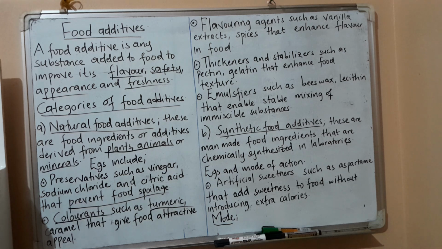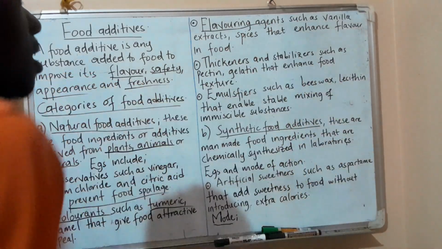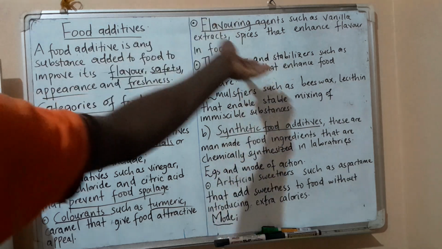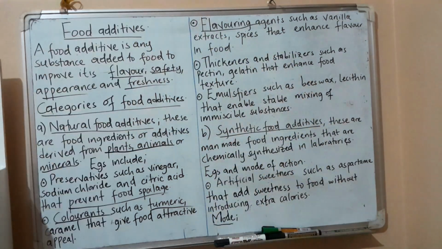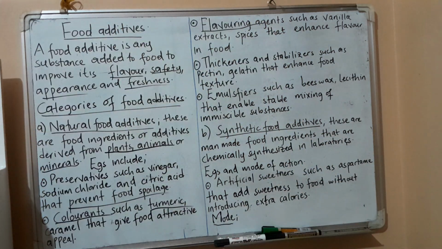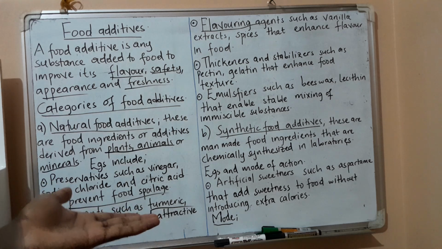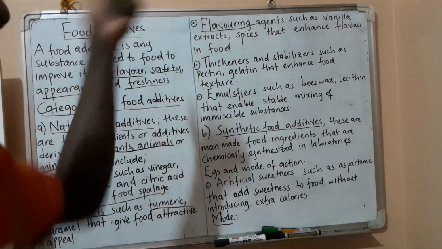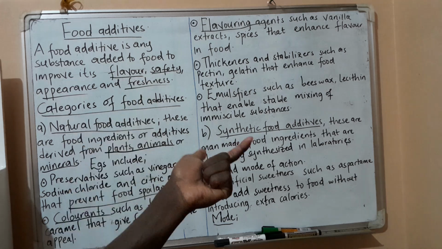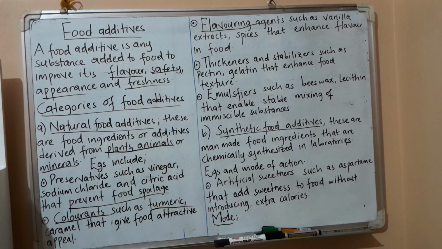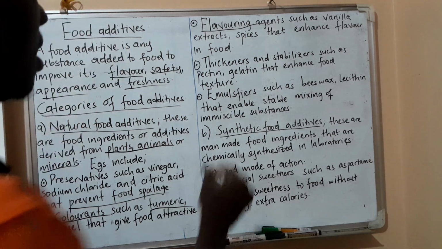Then we also have flavoring agents. Flavoring agents, for example, vanilla extract, spices, tomatoes, onions, etc. So such flavoring agents enhance the flavor of food, improve aroma, such things. They give food a good scent. Those are the flavoring agents. We shall also see that there are flavoring agents that are artificial.